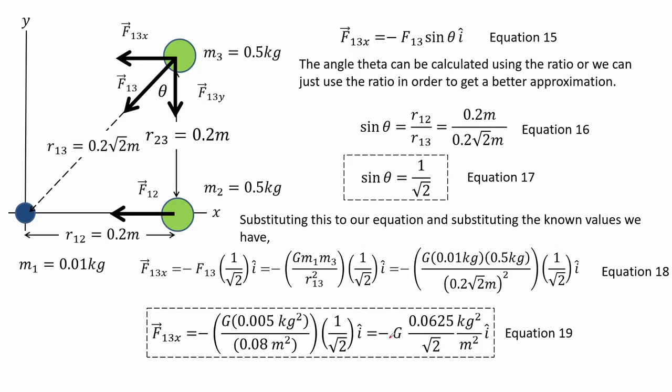The angle theta can be calculated using the ratio, or we can just use the ratio in order to get a better approximation. So we see that the sine function is the ratio of the lengths r1 to 2 over r1 to 3 as shown in equation 16. We rewrite this to get an expression for the sine function as shown in equation 17. We then substitute this into our equation 15 and substitute also the known values, we get an expression shown in equation 18. Simplifying it further, we get an equation for the x component as shown in equation 19.